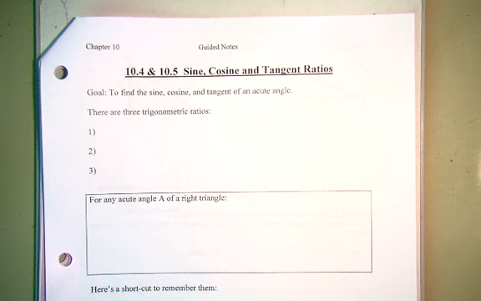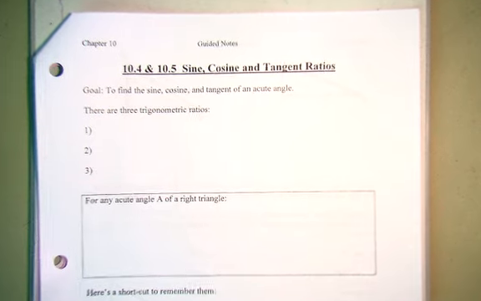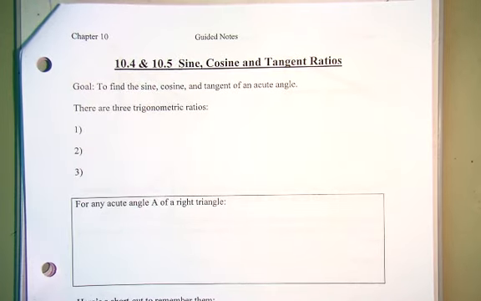Okay, so there are three trigonometric ratios. We're going to write them out first, and then we're going to describe them, and then I'm going to teach you a shortcut way, sort of like a little story. You guys like my stories, right? This is a good one today, about how to remember which is which, okay? So there are three of them.